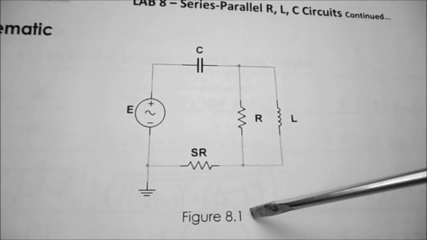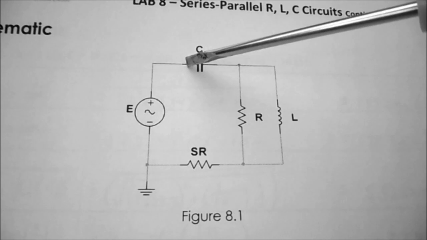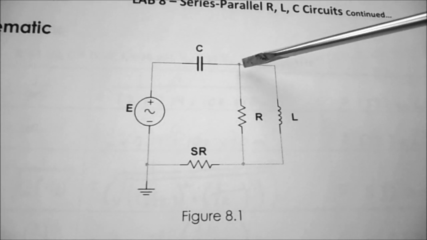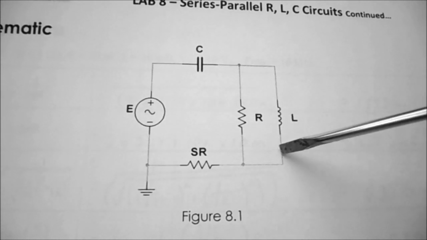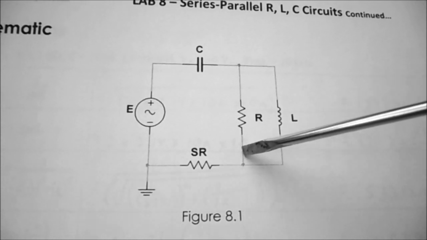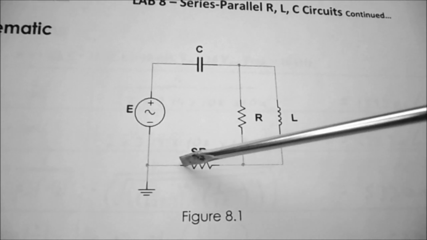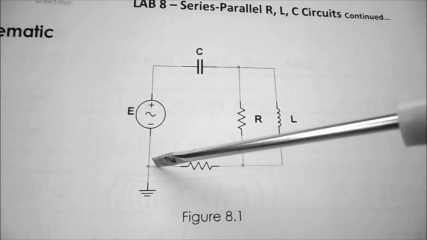I just wanted to refer you back to figure 8.1. We have our function generator that's connected to our capacitor. Our capacitor is connected to the resistor and inductor in parallel. Our inductor and resistor parallel branches come back and join at our sensing resistor. So this is the 10 ohm sensing resistor for us to measure IT, and that comes back to the common of the function generator.